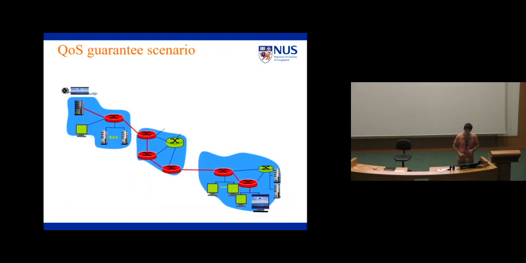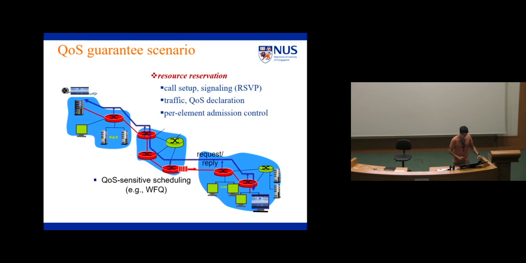And the only way to guarantee is to allocate the resources to the flow. So this is known as resource reservation. We can set up the calls, and then we can signal to all the routers using certain reservation mechanisms. We can declare our traffic needs. We can declare our quality of service needs.